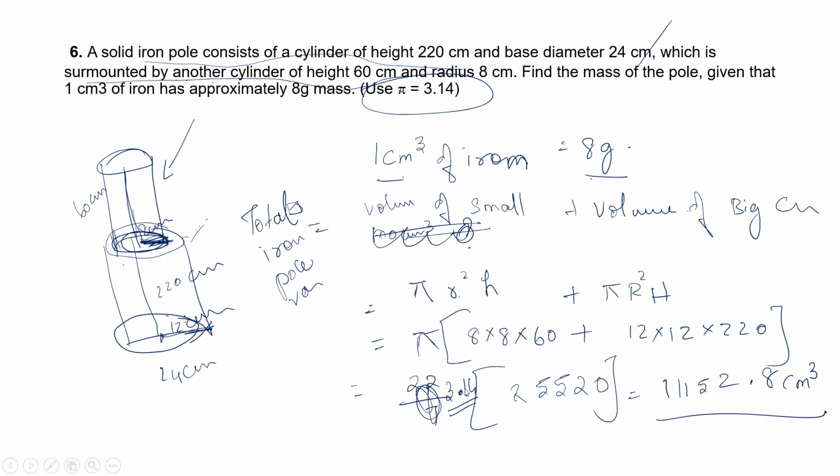But is this the question? No, the question is to find the mass of the pole. For that, what they have given is 1 centimeter cube is equal to 8 gram mass. So what is our total volume of the pole here? 11634.